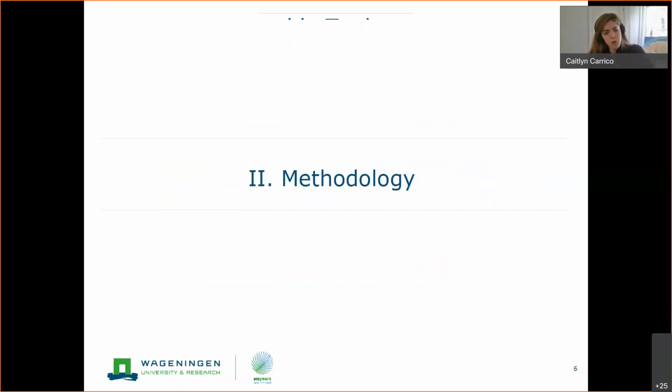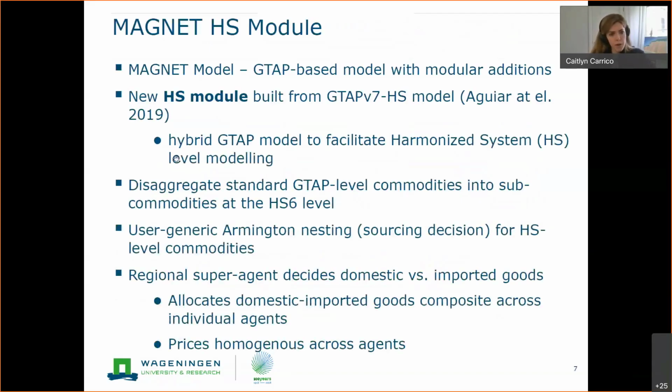Okay, so now I'm going to talk a little bit about the methodology. So we also use the MAGNET model. This is the model that Antti provided a very nice description of. It's a GTAP-based model, and we have modular additions. So the core is the GTAP core, and if we want to develop something specifically, say to look at SDGs or water, then we have modules that add on to this GTAP core.